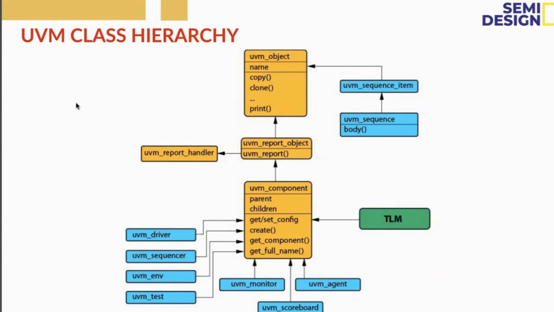So clear, everyone? If you see here, if you want to use this copy, clone, print method directly, we can't use it. We need to go for factory registration. Without doing the factory registration, we can't use these types of methods. So we are going to discuss all those things in the coming sessions. Everyone clear up to here?